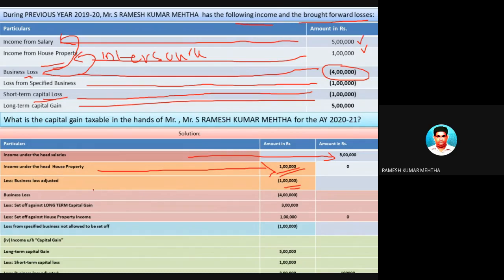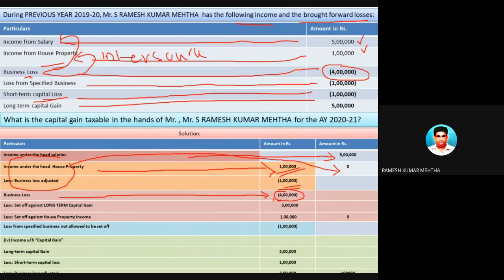So this business loss of 1 lakh rupees is set off, and that's the reason why income from house property is zero. But still, how much is unset off out of this 4 lakh rupees, which could not be set off, is 3 lakh rupees. So business loss is 4 lakh rupees, but it could be set off to the tune of only 1 lakh rupees.